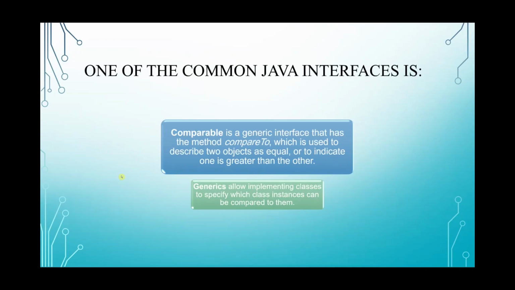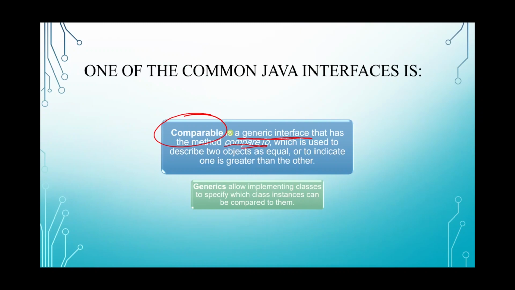And remember we said comparable, the one we are doing in this example, has the compareTo, which is used to describe two objects as equal, or one of them is greater than the other. Now, what we said before is that comparable is a generic interface. Generic means that it allows implementing classes to specify which class instance can be compared to them. And if you have anything of type generic, it could be used with any data type.